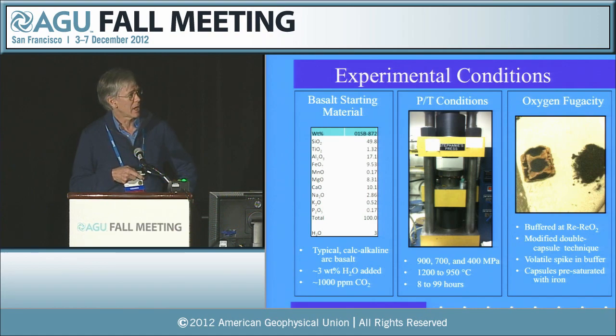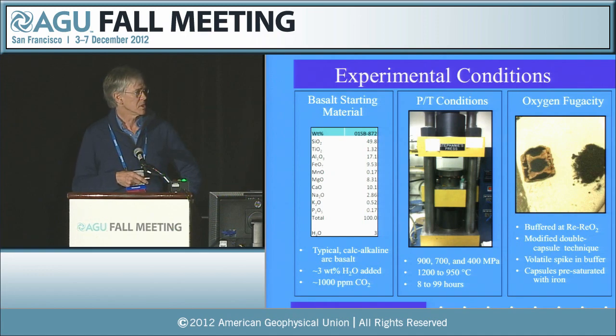In the outer capsule, we use rhenium and rhenium oxide. And we don't put pure water in the outer capsule. We put a mixture of H2O and CO2 that's tailored to match the water fugacity that we would expect for the sample in there. And we use rhenium oxide because that's about 1.7 log units more oxidized than nickel oxide. And so that's in the reasonable range for arc magmas.